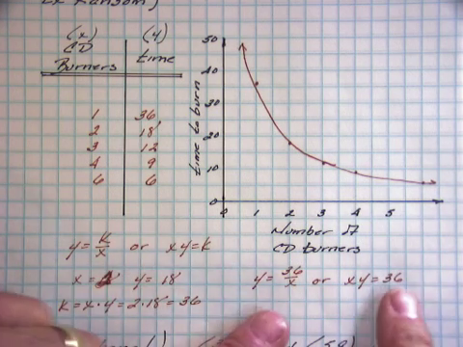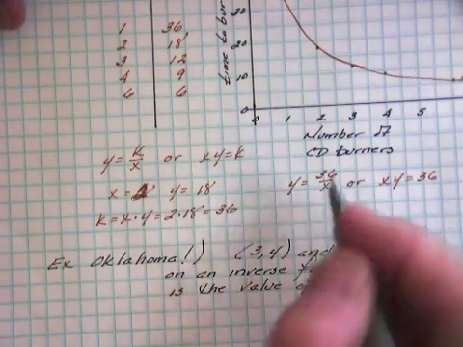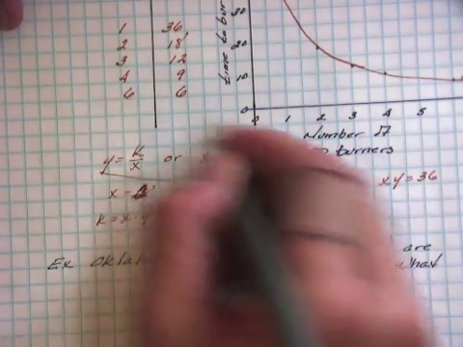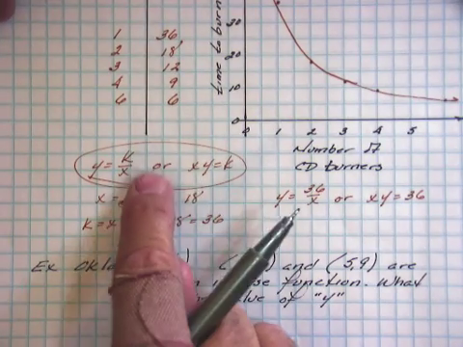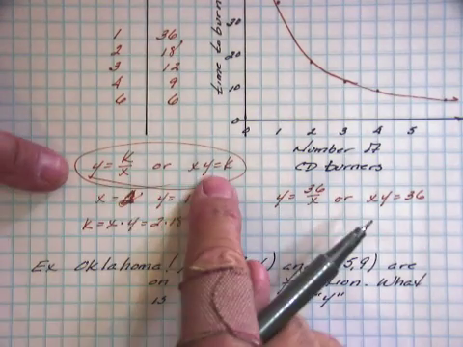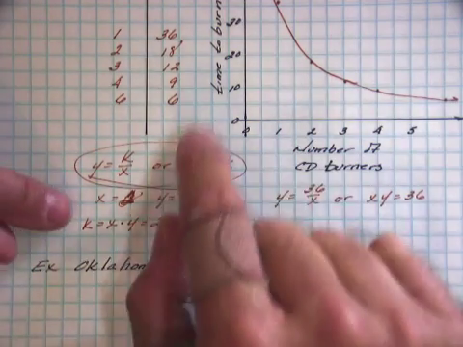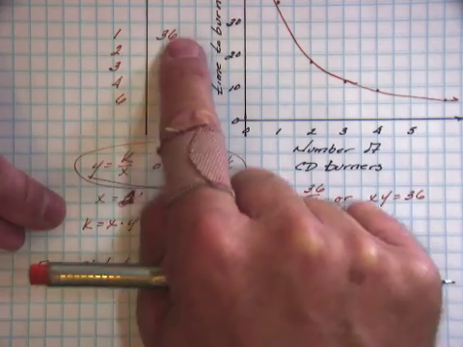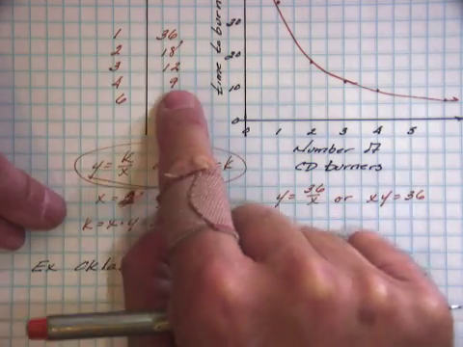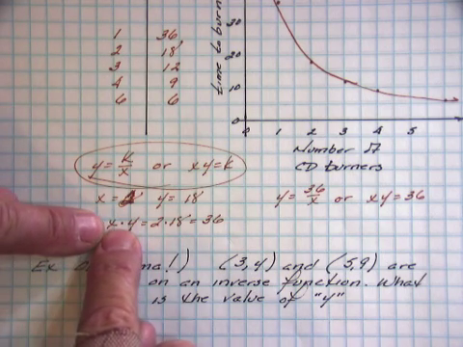So the equation for this one, you can put it in either one of these forms. You can say y equals 36 divided by x, or you can say xy equals 36. Either one of those is an acceptable form for an inverse function. So this right here is the general form of an inverse variation function. If you have to pause, write that down.